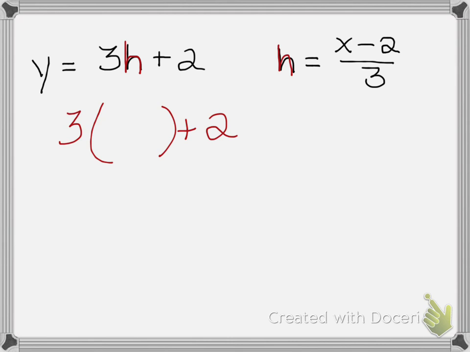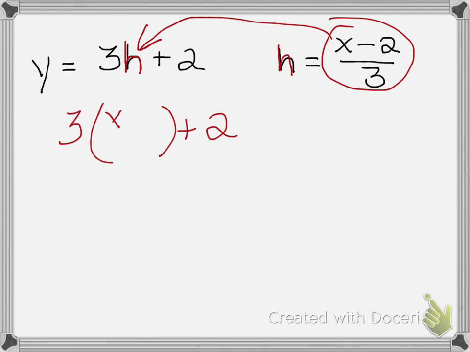Now, why did I do that? Over here, it says h equals all of this. So I'm going to plug all of that in place of where h was in the first function. So when I do that, I'm basically plugging in x minus 2 divided by 3 in the parentheses.